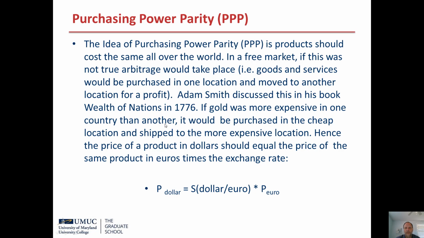For example, if gold is more expensive in one country than in another, you would just purchase it in one country, sell it in another country, and make a profit, and then the gold exchange rate would be the same in each country. So the purchasing power parity equation is the value of a dollar, the price of something in dollars, for example, gold, is the exchange rate in dollars per euro times the price of that item in euros. So the price of gold in euros times the exchange rate of dollars per euro should equal the price of gold in dollars.